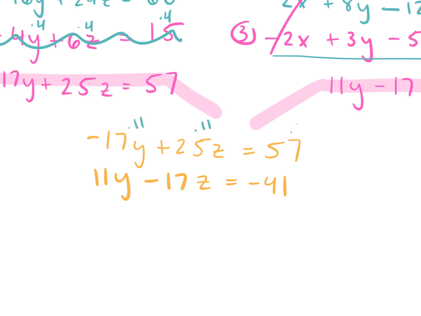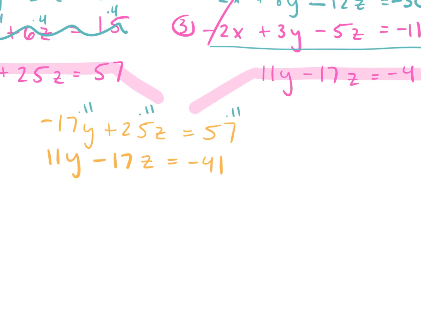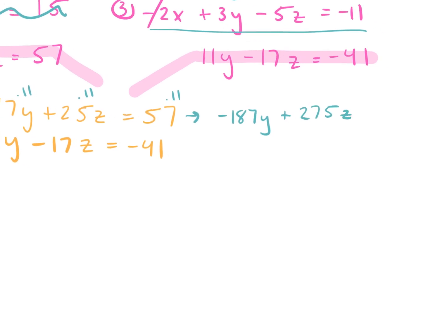So everything in our first equation gets multiplied by 11. So negative 17 times 11 would be negative 187y. 25 times 11 would be 275z. 57 times 11, let's write it out. We've got 57 times 11.